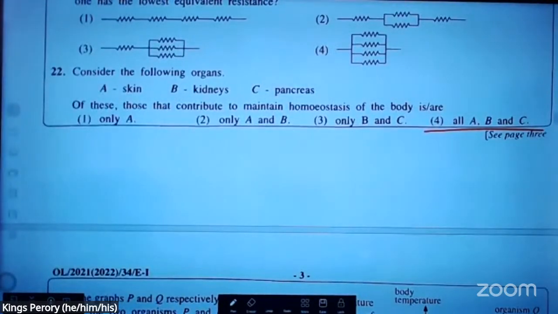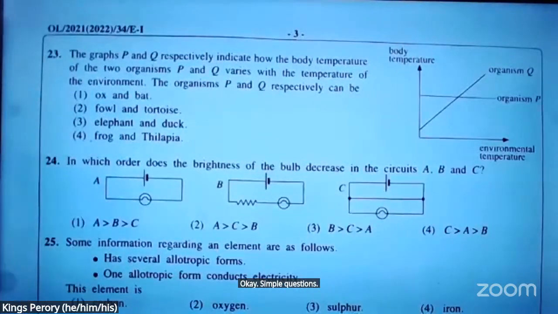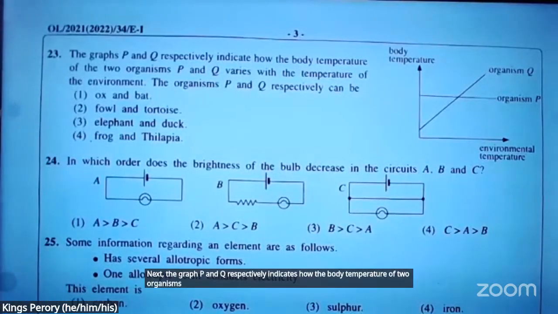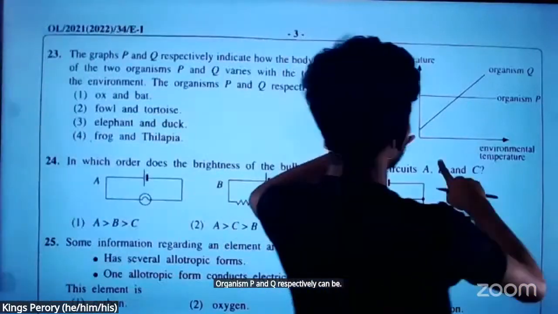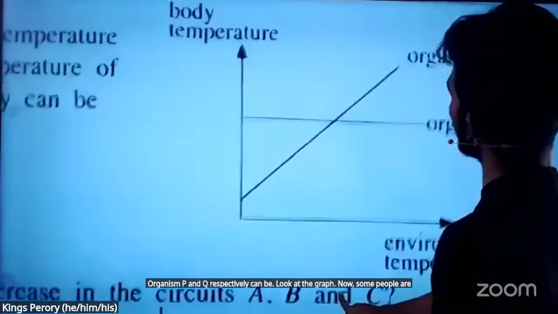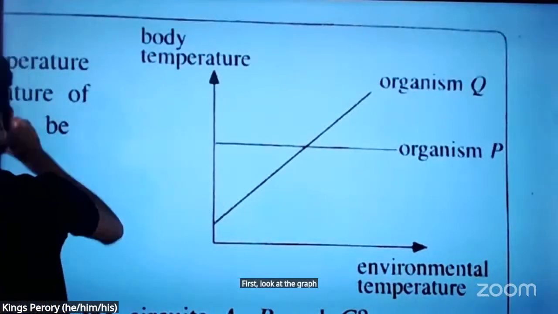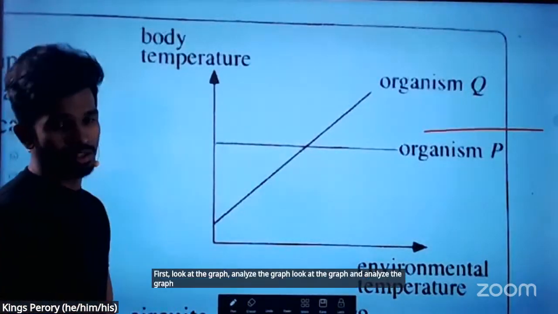Okay, simple questions. Next, the graph P and Q respectively indicates how the body temperature of two organisms P and Q varies with the temperature of the environment. Organism P and Q respectively can be. Look at the graph now. Some people are very scared when they get any graph-like question. First, look at the graph and analyze what the graph is telling.